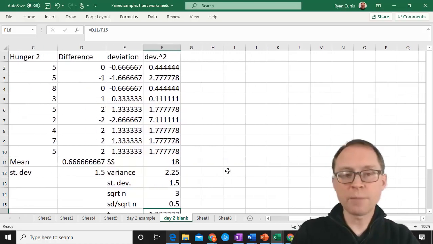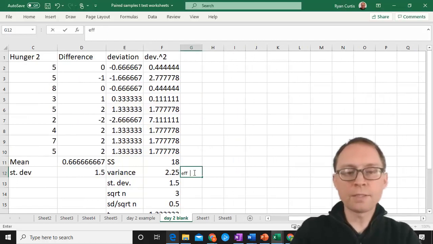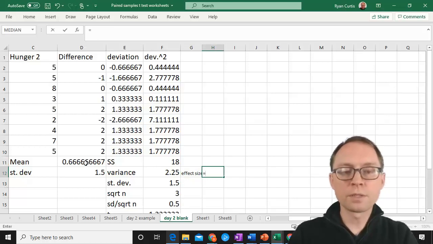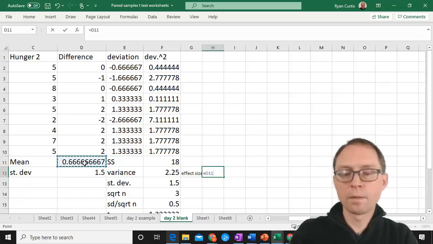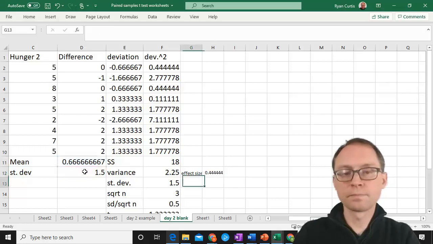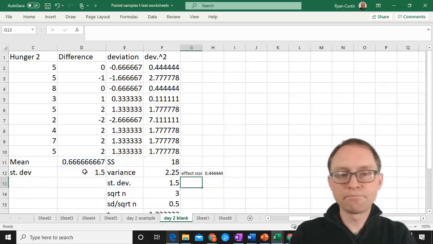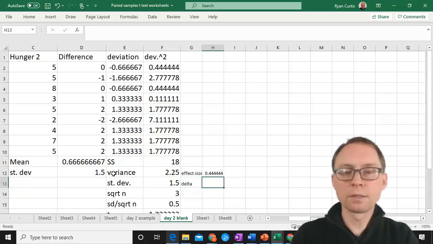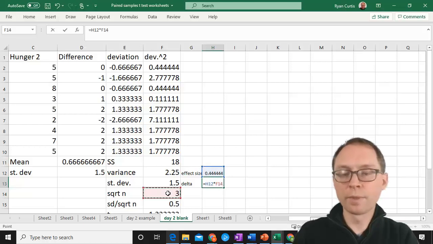Okay, so for this, it's paired samples. So the effect size is just going to be the mean of the differences divided by the standard deviation of the differences. Then delta is this effect size times the square root of n. Guess what? I already have the square root of n right there. There's 9 people, so the square root of n is going to be 3.